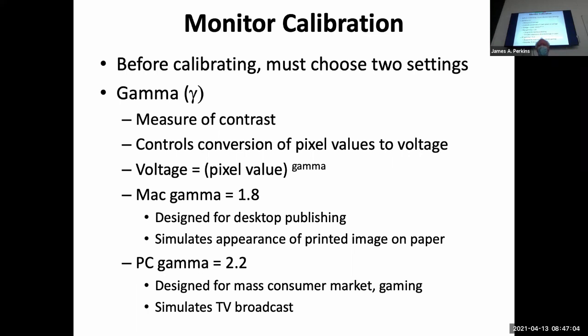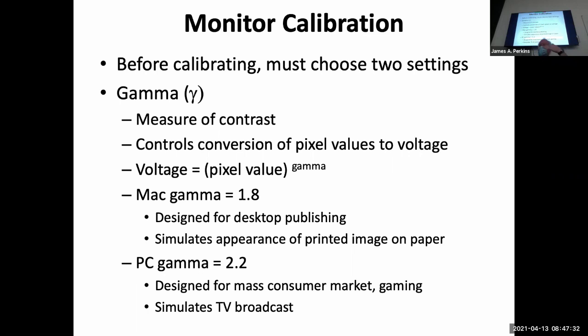So what that means is that if you have a small value of gamma, a difference in pixel value is going to translate into a small difference in the actual voltage. So a small difference in pixel value will translate into a very small difference in the way the color displays on your screen because it's controlling the voltage.